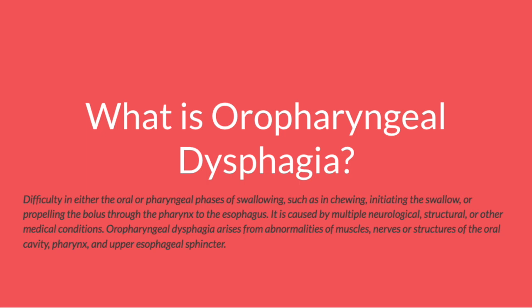So what is oropharyngeal dysphagia? It is the difficulty in either the oral or the pharyngeal phases of swallowing, such as in chewing, initiating the swallow, or propelling the bolus through the pharynx into the esophagus. It is caused by multiple neurological, structural, or other medical conditions. Oropharyngeal dysphagia arises from abnormalities of muscles, nerves, or structures of the oral cavity, pharynx, and the upper esophageal sphincter.